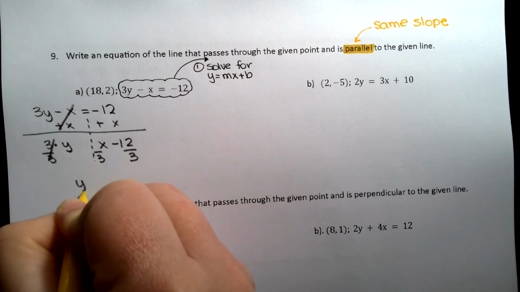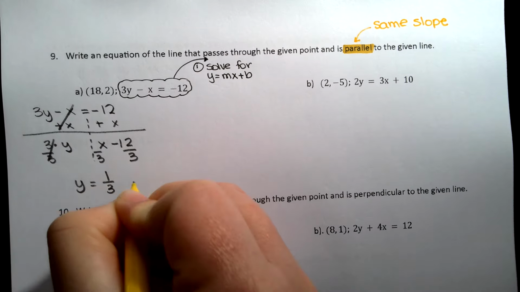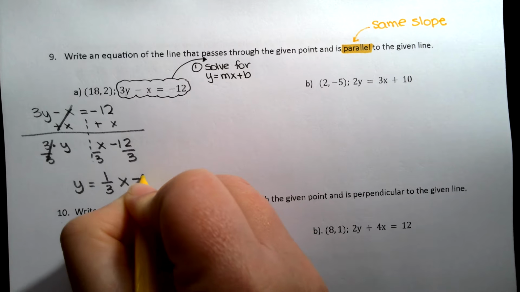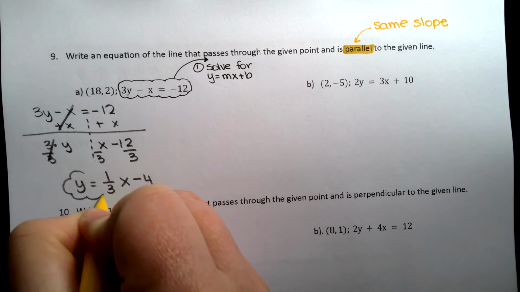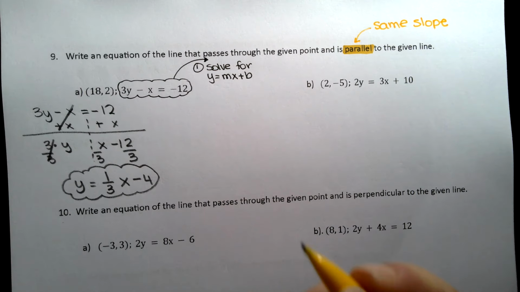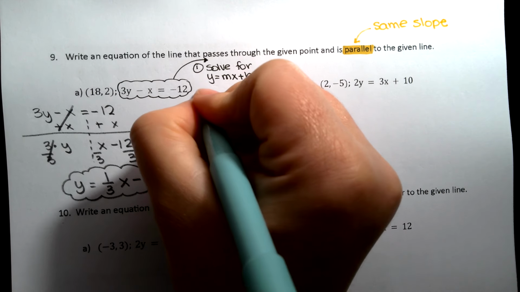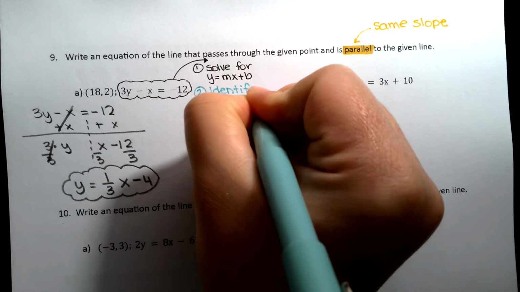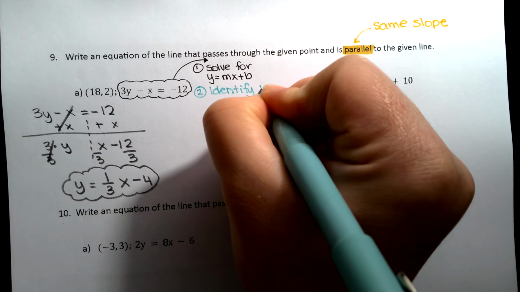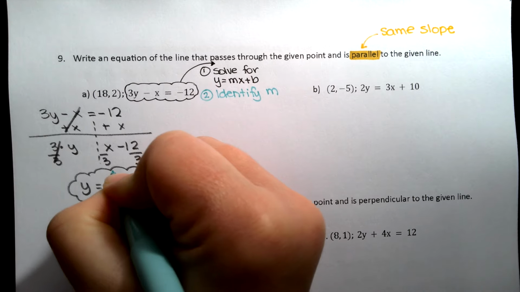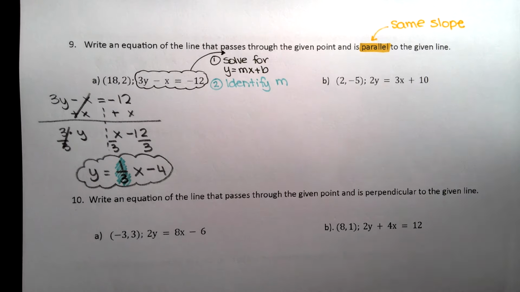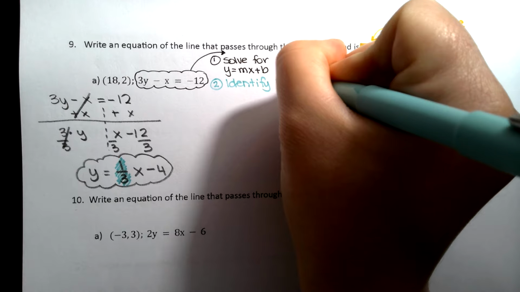Careful here, because how many x's do you have? You have 1 x, so this is 1/3 x. Negative 12 divided by 3 is a negative 4. So this is your step number 1. After you solve for your y equals mx plus b, you're going to identify your m value. Your m value is in front of your x. So my m value here is 1/3.